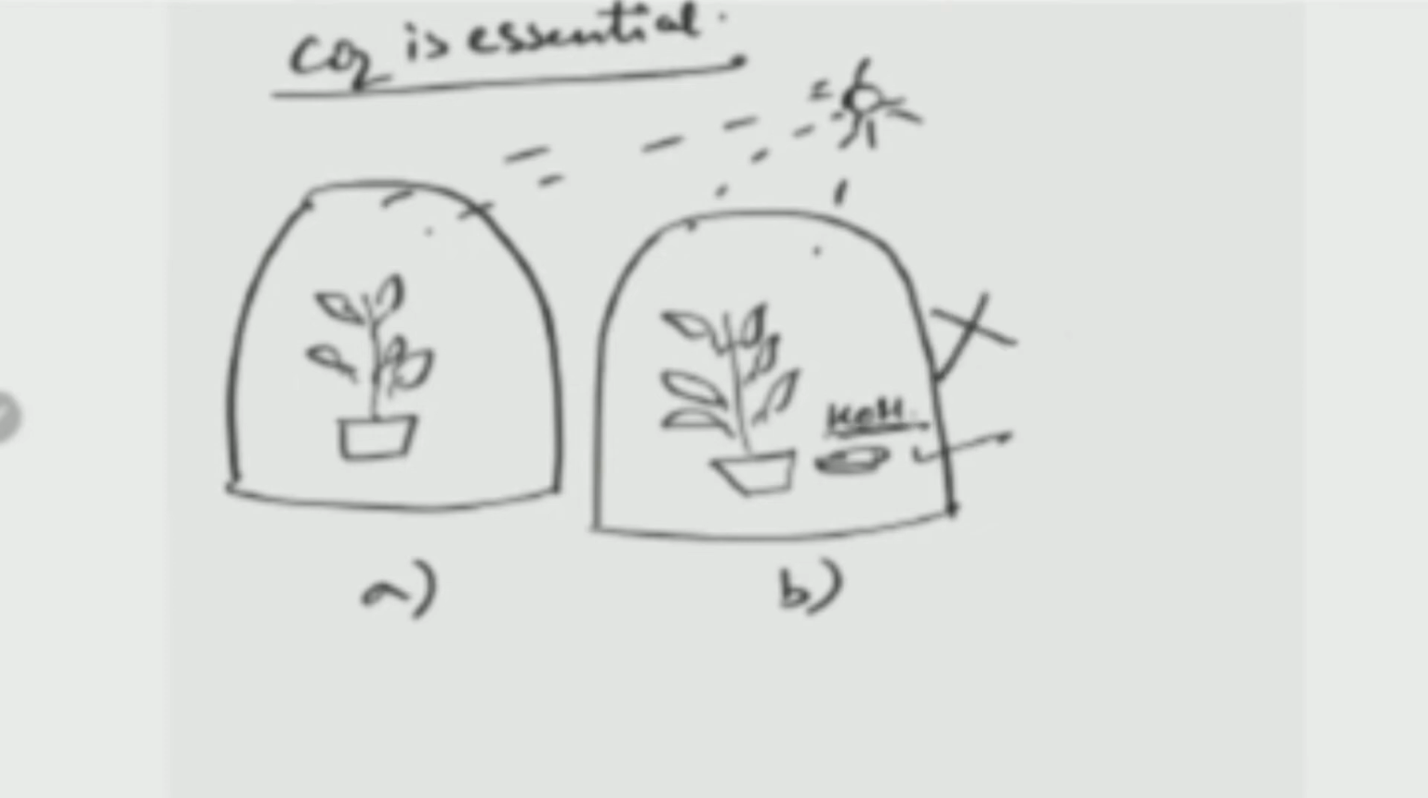Now in setup B, there will be no photosynthesis. Can you tell me why? Because carbon dioxide is absorbed by the KOH, while in setup A there will be photosynthesis and the iodine test will give a positive result in setup A.